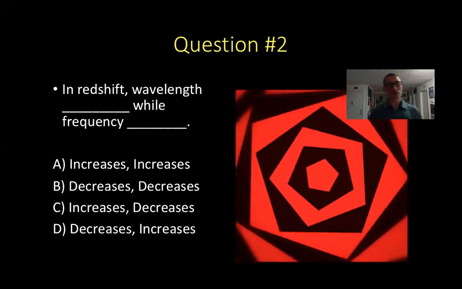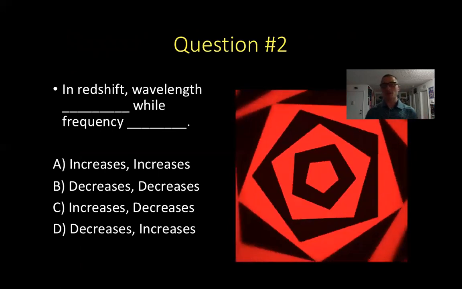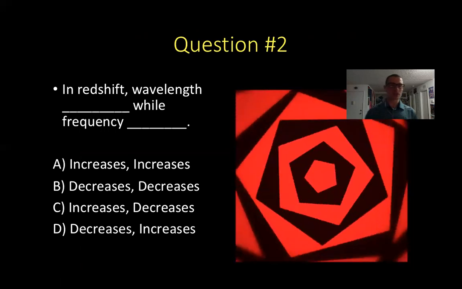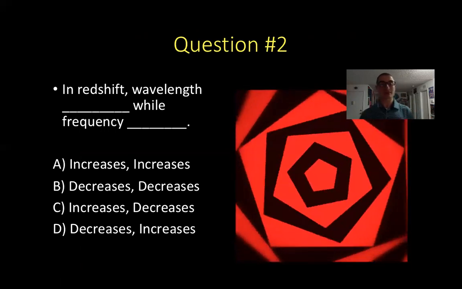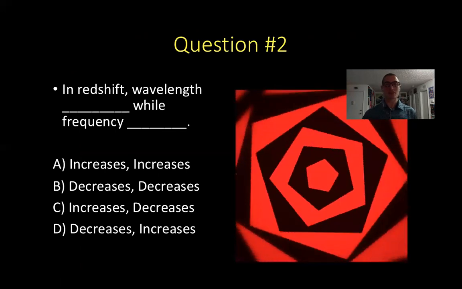Okay, let's go ahead and do our last question of the day before we get to our videos. In redshift, wavelength blank, while frequency blank. Is it A, increase, increase, B, decrease, decrease, C, increases, decreases, or D, decreases, increases? Got to know this. See if you know it off the top of your head.